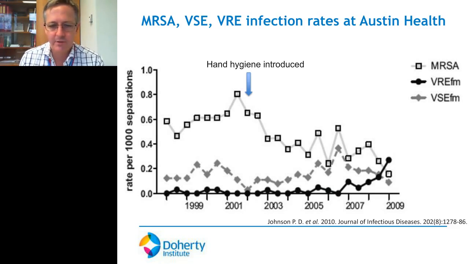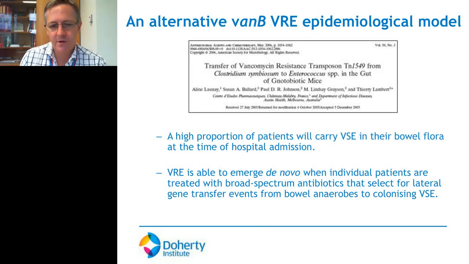And similar stories are being told around Australia, so it's not clear why that's occurring. One of the interesting things about VRE in Australia is that we have a different type of resistance element. It's a VAN-B element, which is a bit different to what is common in the USA and in many parts of Europe.